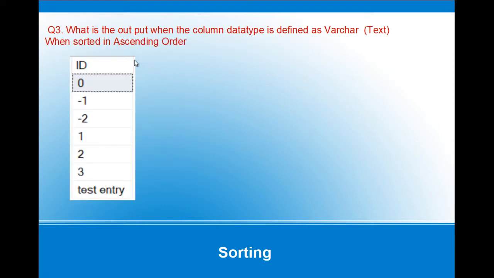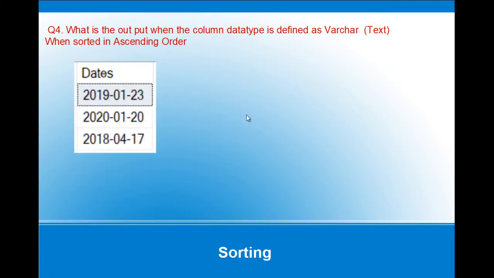The next one is when the column data type is varchar and we have text data in that column. When we try to sort the data in ascending order, will it sort or will it give an error? And the next one is we have a dates column with data type varchar, which is a text data type, and what would be the output when we sort in ascending order? First of all, whether it is sorted correctly or not.